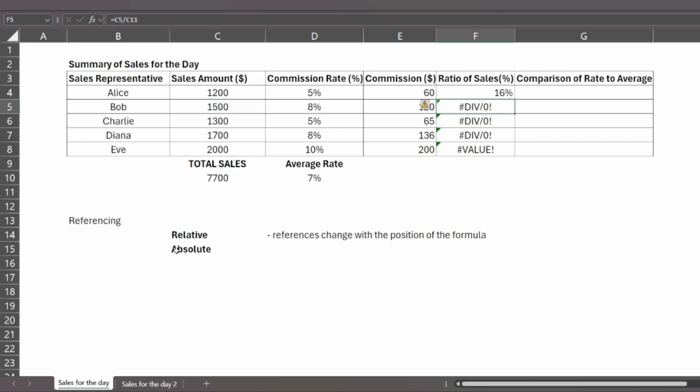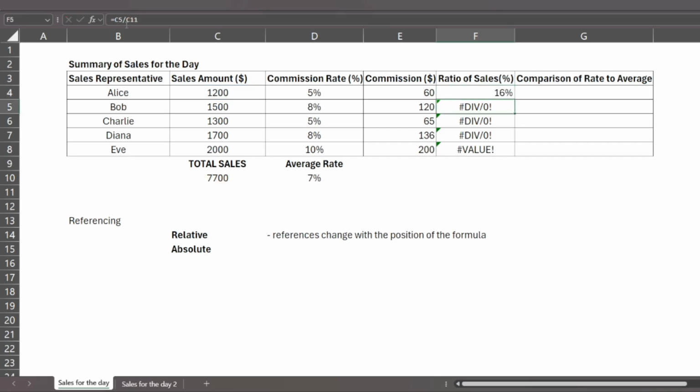Now we move on to absolute referencing, or absolute references. What happens here is you want to make it so that when you copy the formula down, C10 doesn't move as a reference, right? And how do we do that? We have to anchor this using the dollar sign. What am I doing here?